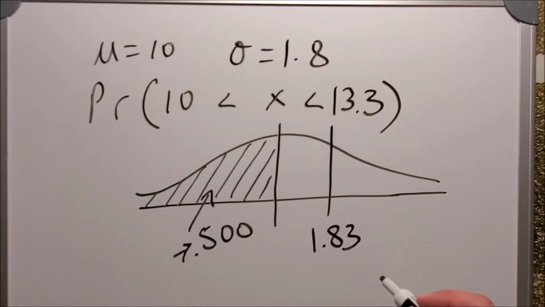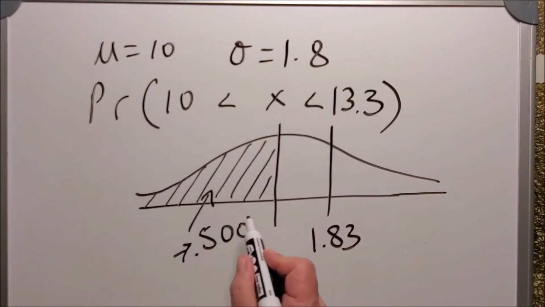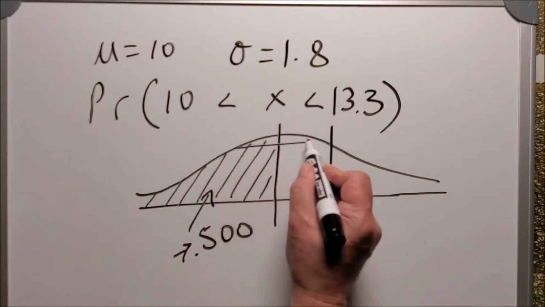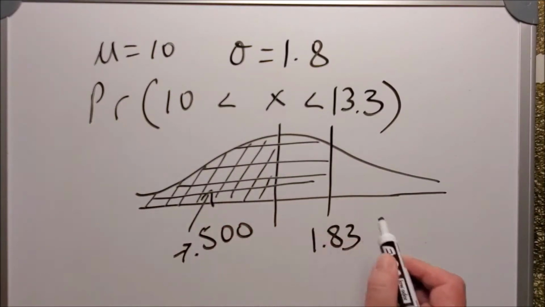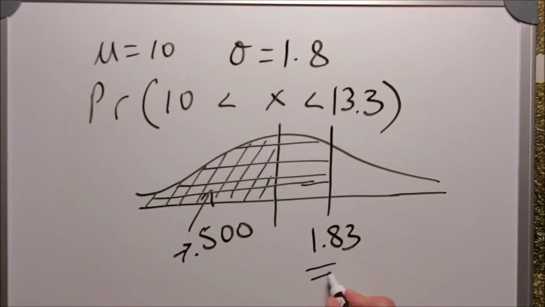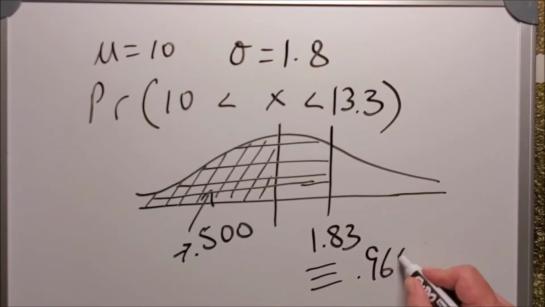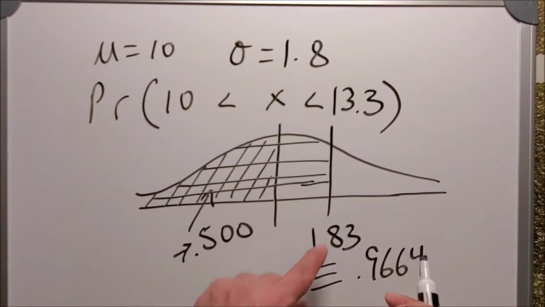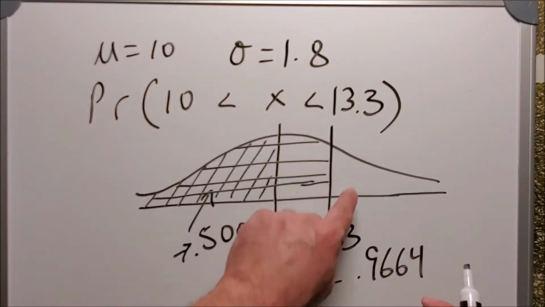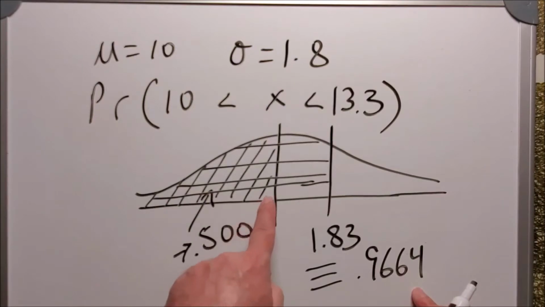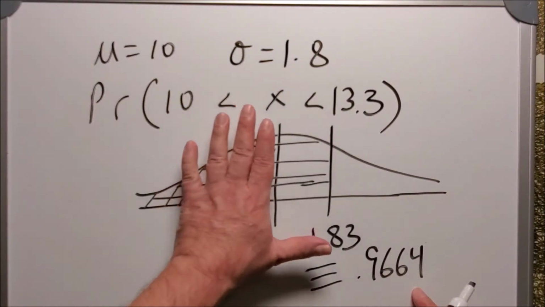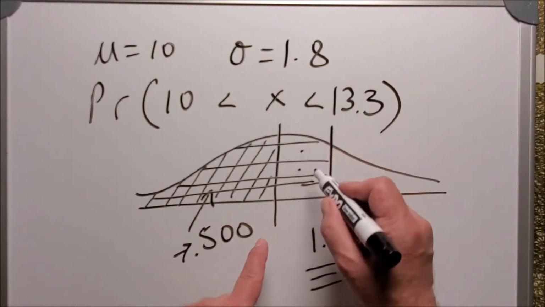When I look that up on the table, I find that the area to the left of that, and I'm going to use horizontal lines to cover this entire area, so the horizontally lined area is 0.9664. So in order to solve for the area in between, I have to take this larger area that we solved for, 0.9664, and subtract the smaller area to the left, which is what I do not want, to be left with what's in between, which is right here.